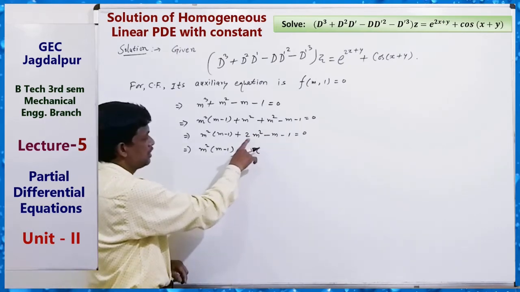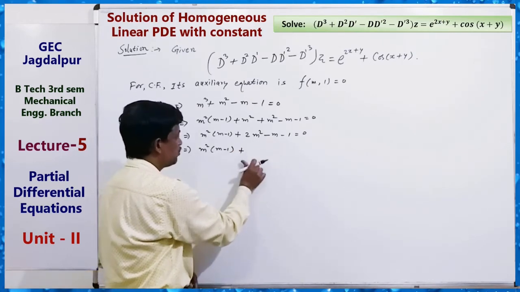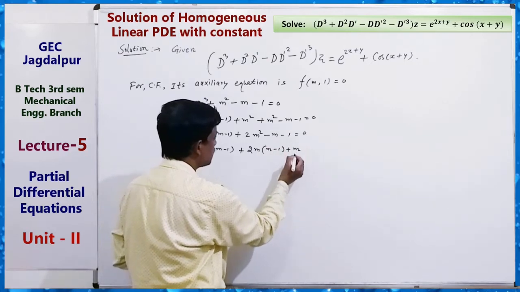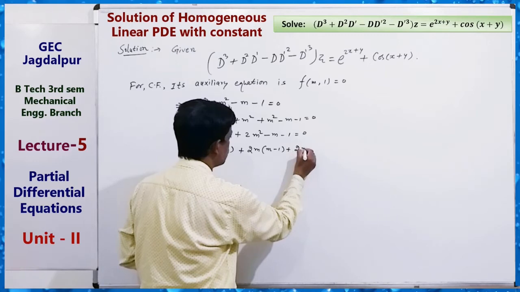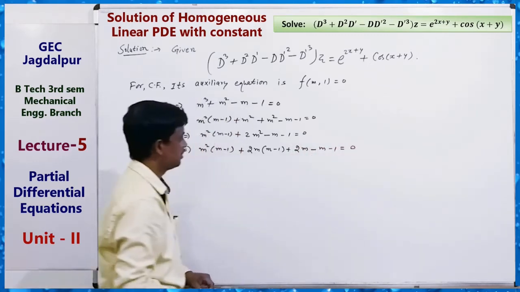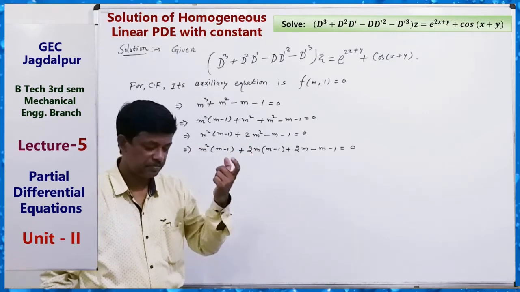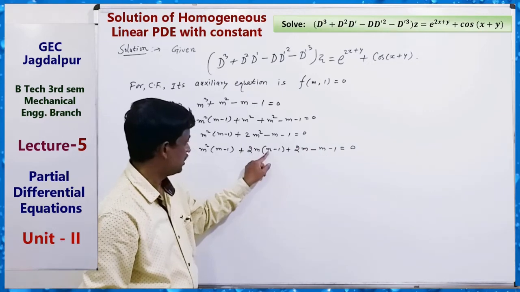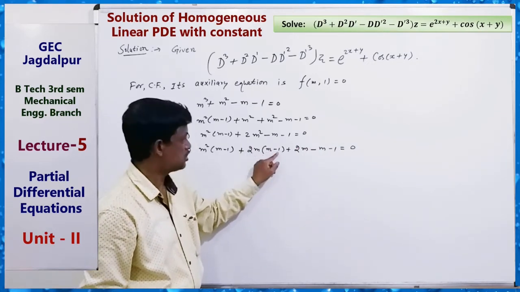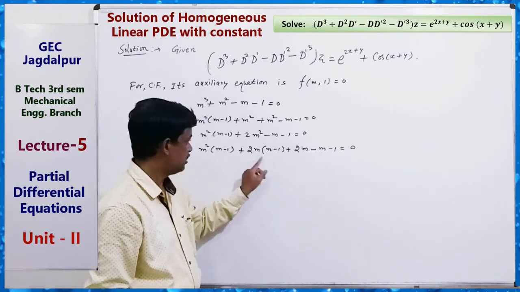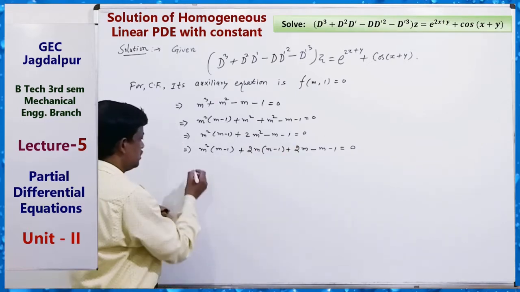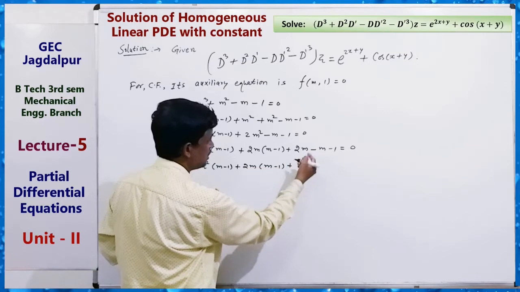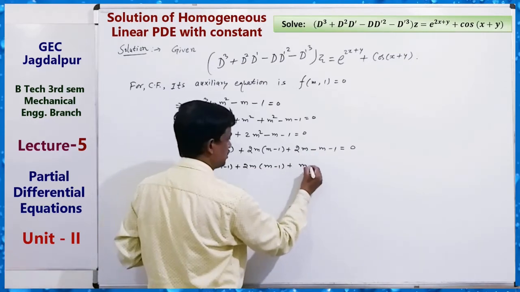Okay, so here 2m² − m, so we have to write 2m(m − 1) + 2m − m − 1 = 0, because we are trying to make m − 1 appear in every term. So here 2m², 2m after multiplying, 2m² − 2m + 2m, then 2m², so − m − 1. So also m²(m − 1) + 2m(m − 1) + here 2m − m is m, so m − 1 = 0.